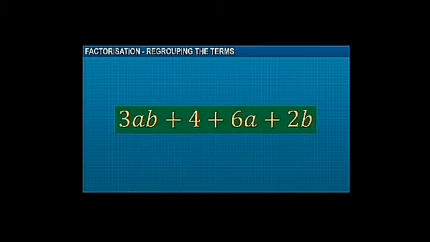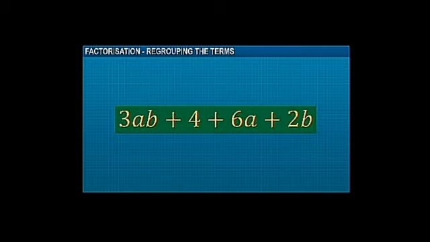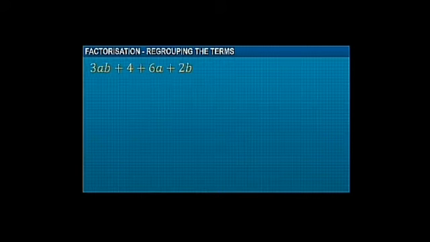Let us discuss factorization of algebraic expressions by regrouping the terms. Now let us consider the expression 3ab plus 4 plus 6a plus 2b. If we look clearly, all four terms of this expression do not have any common factor. So let us split this and write the terms in terms of factors.